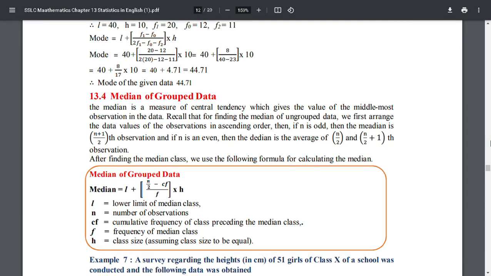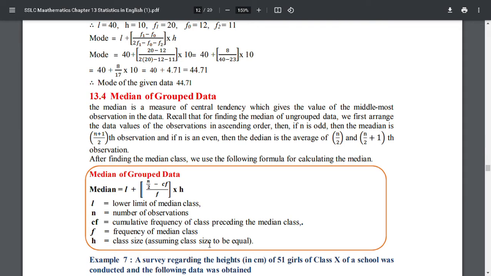Recall that for finding the median of ungrouped data, we first arrange the values of the observations in ascending order. Then, if n is odd, the median is the (n plus 1) by 2-th observation, and if n is even, the median is the average of the n by 2 and n by 2 plus 1 observations. After finding the median class, we use the following formula for calculating the median.